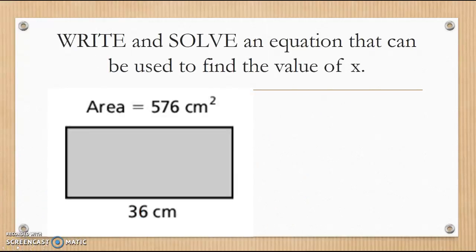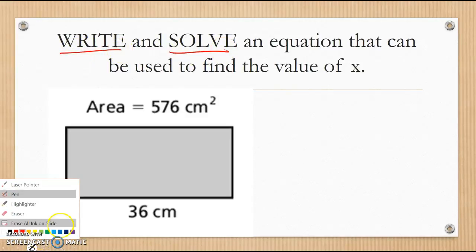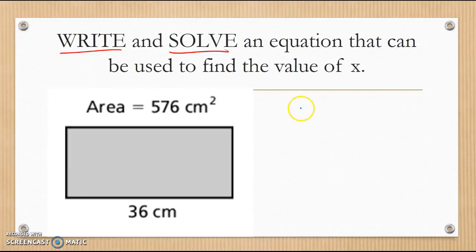This one's a little bit different than our last problem that we had to write for our rectangle. It says write and solve. So now we're solving as well as writing an equation that can be used to find the value. So here, again, same area formula, area equals length times width. So our area here is 576. Our length should be next there. Our length is 36. Our width is unknown, so we're going to put an x there.